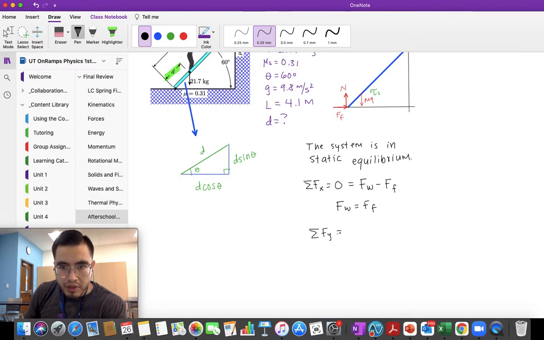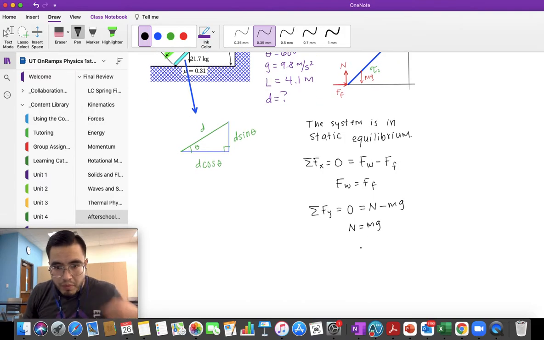Now, let's do forces along the y. For forces along the y, it's not moving, equal to 0, we have the weight and the normal force. So we have normal minus the weight of this person because they have opposite directions. By the same logic, we know that the normal force equals mass times acceleration due to gravity.